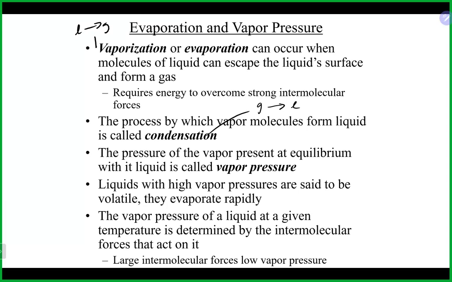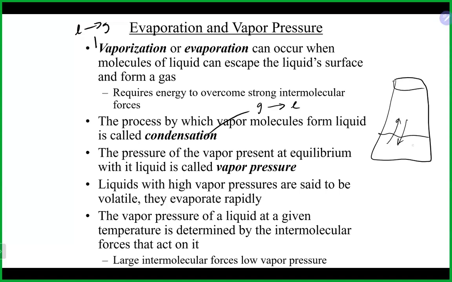Liquids with really high vapor pressures are said to be volatile. They evaporate rapidly. And the vapor pressure of a liquid at a given temperature is determined by the intermolecular forces that are near them. If you have large intermolecular forces, you will have a lower vapor pressure. That is because we're talking about a closed container where we have a liquid. At the surface of the liquid, we're going to get molecules jumping out of the liquid into the gas phase, and then we will also get ones going from the gas phase back to the liquid. So they keep bouncing out of the liquid and back into the liquid.